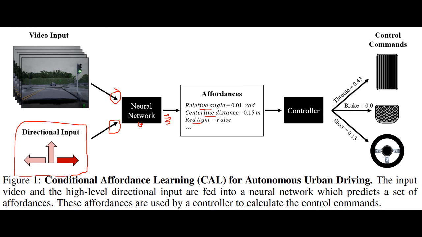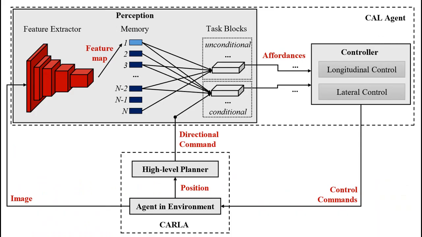What they show, or what they claim, is that conditioning in the network is better than conditioning, for instance, in the controller. So here's another example where your high-level planner, as they call it, basically the navigation module, already knows whether you need to follow the maneuver: go straight, turn left or turn right.